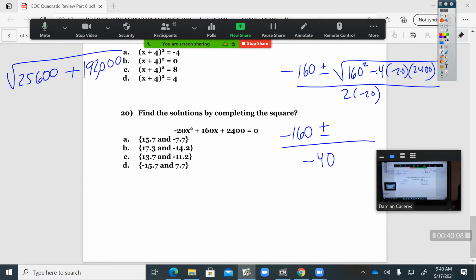Now add those up and press the square root button. 192,000 plus 25,600 equals 217,600. You press the square root button and we get 466.5. Now all you have to do is plug this in the calculator and solve twice. The first time using the positive, the second time using the negative.